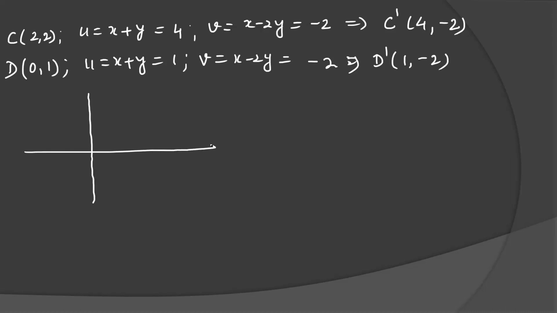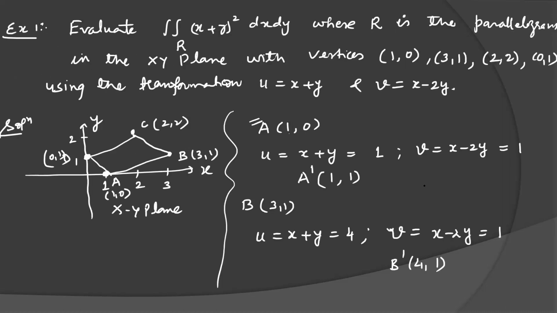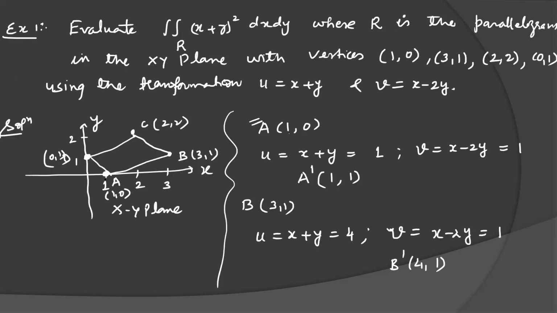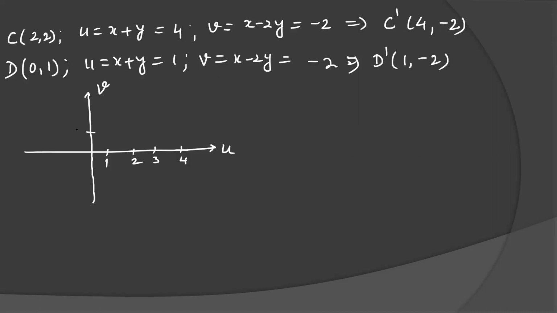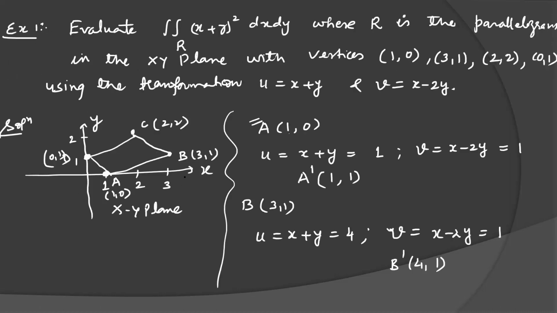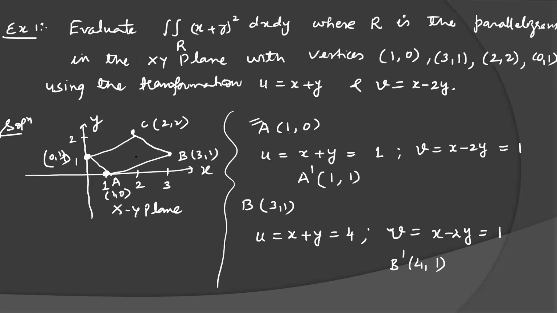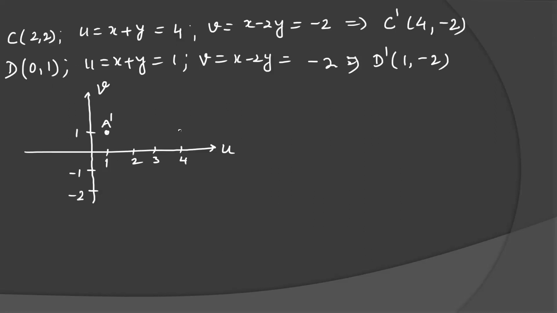So this is your u axis, this is your v axis. You can see the limit of u is 1 to 4 actually: 1, 2, 3, 4. And the limit of v is actually from 1 to minus 2. So A dash is (1, 1). This is your A dash. B dash is (4, 1). This is your B dash.